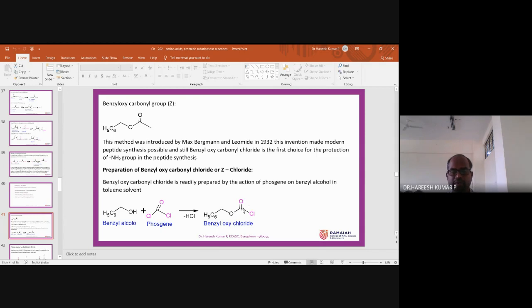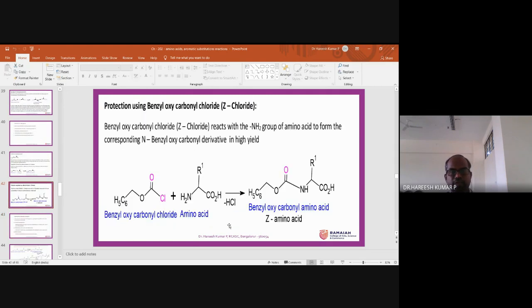This is also a liquid, and it can be stored in an airtight bottle. So this benzyl oxycarbonyl chloride is obtained. Once it is obtained, it is treated with an amino acid. So it's called protection using benzyl oxycarbonyl chloride. What will happen? There will be a new bond formation between this nitrogen and this carbonyl group. Cl and H will go out as HCl.